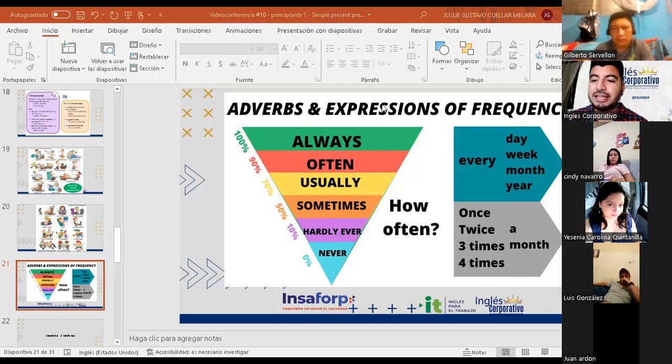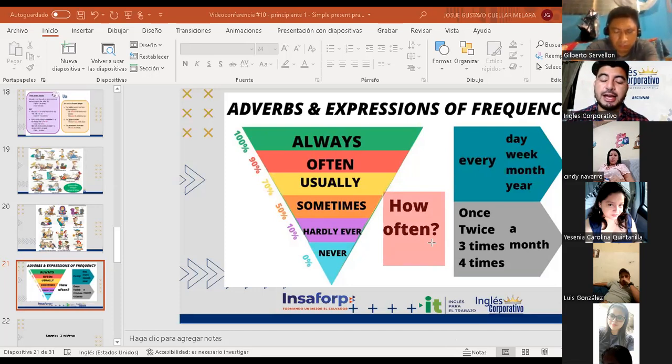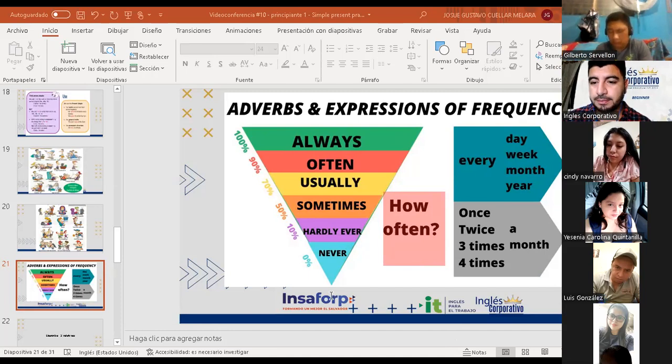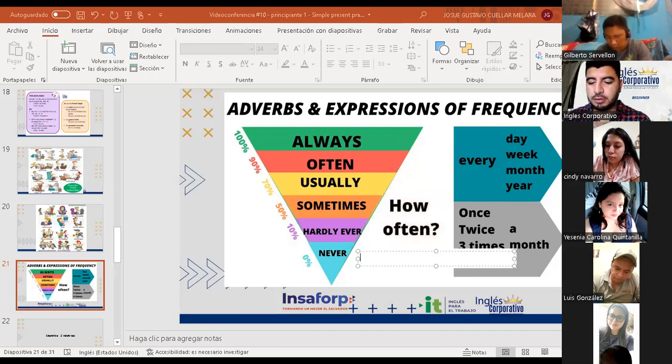Ok. So, la pregunta clave es esta. How often? How often es qué tan seguido, esa me gustaría que la anotaran. Significa qué tan seguido o cuán a menudo. Ok, se lo van. Cuán a menudo o qué tan seguido.